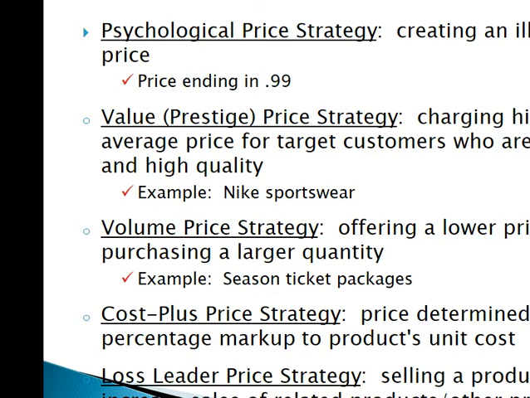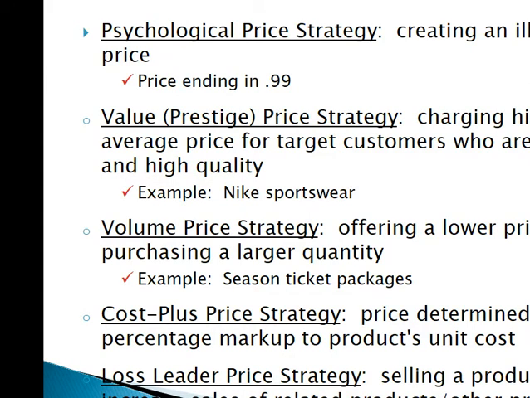Cost plus price strategy is simply a name given to a way of determining a price for a product or service where it's determined by just taking that markup and adding it to the unit cost. And then that is what you would charge your customer.